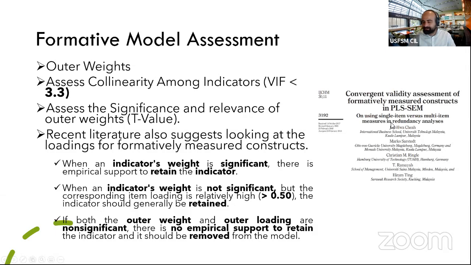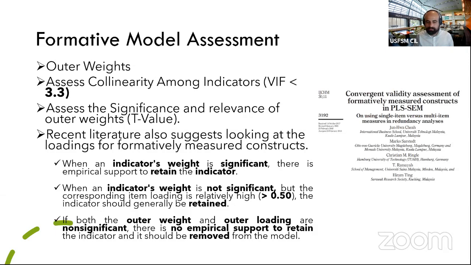So this paper is about assessment of formatively measured constructs by Jacky Cheah and Marco, and then Christian, but also Professor Ramayah, whom many people in Malaysia know, and then Professor Hiram Ting. So look at this paper, a very good paper that explains how you assess formative models. Here, instead of looking at loadings, AVE, Cronbach's alpha and all those things, because those are specific to reflective constructs, the first thing you need to do is look at outer weights. Instead of loadings, you need to look at weights. And I'll tell you why this is happening.